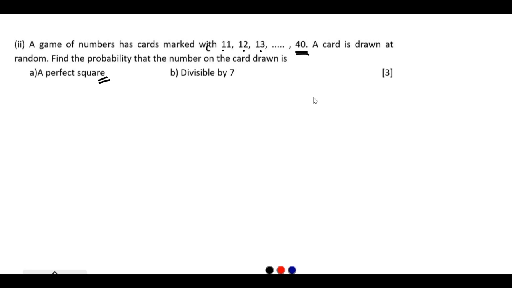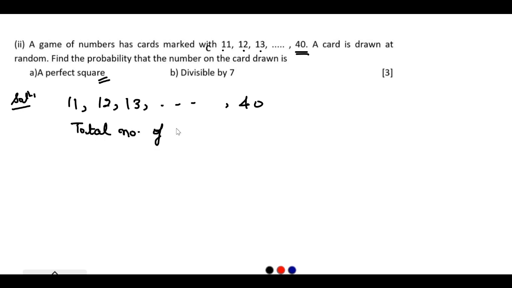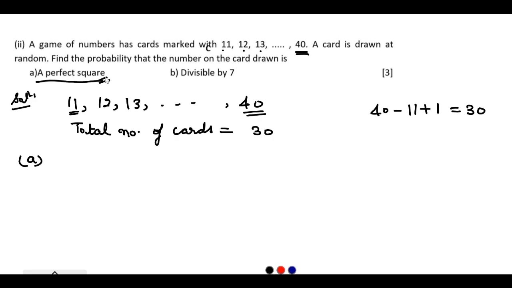If the numbers on the cards are 11, 12, 13 and up to 40, then the total number of cases that are possible, you can say total number of cards, are 30. Because 11 and 40 both cards are included, the number of cards will be 40 minus 11 plus 1, that is 30. Now, first part, probability of getting a perfect square.